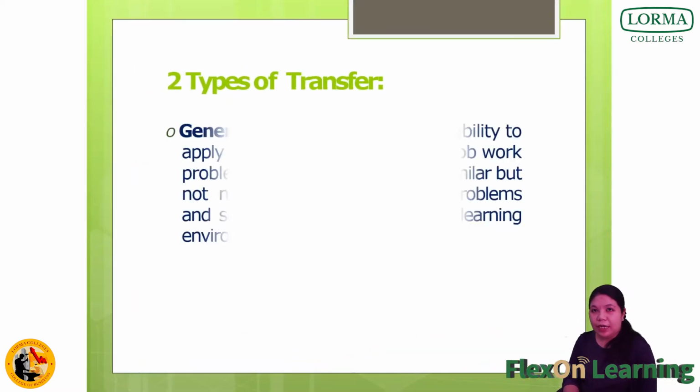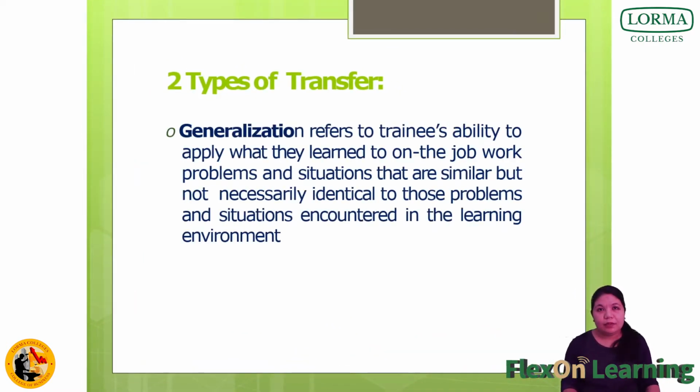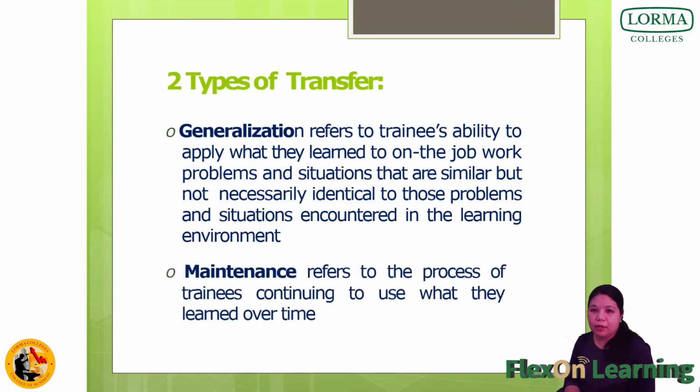And there are two types of transfer. We have the generalization, wherein the trainees have the ability to apply what they have learned on the job or work problems and situations. Then the maintenance refers to the process of trainees continuing to use what they learned over time. So these two types of transfer can be used depending on the situation.